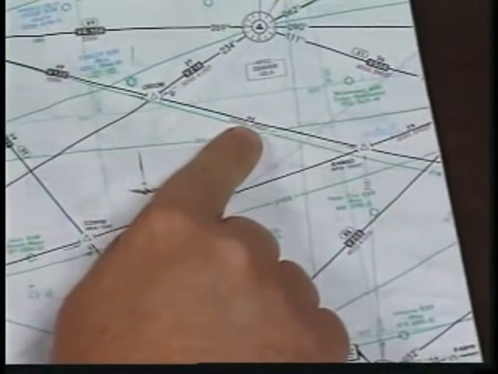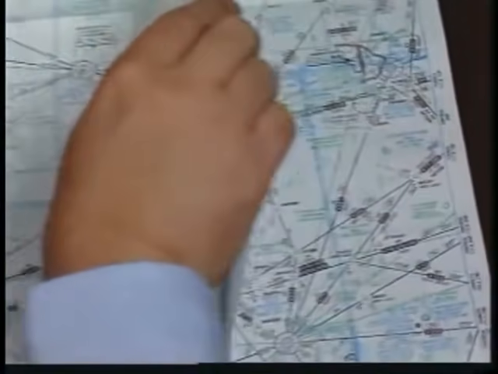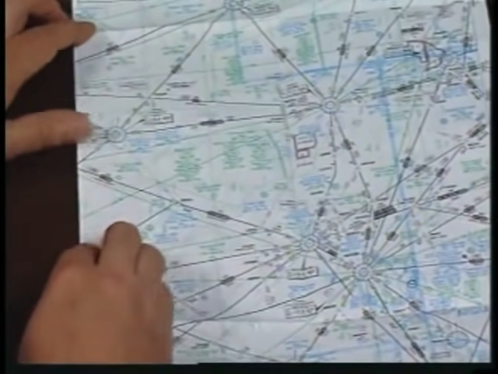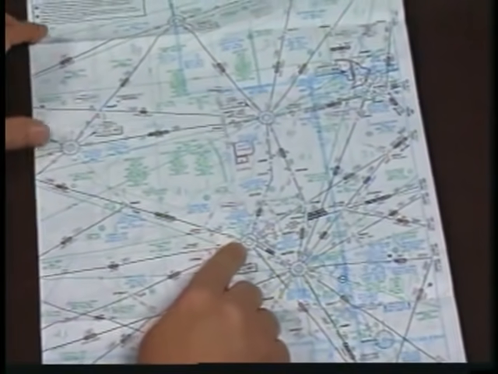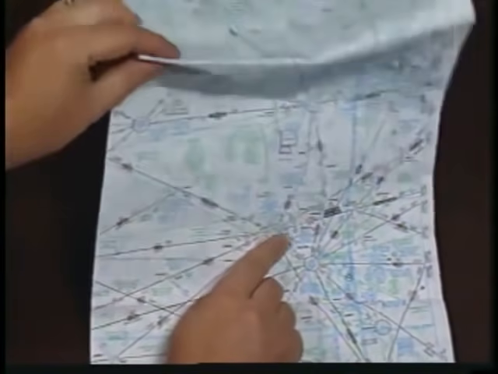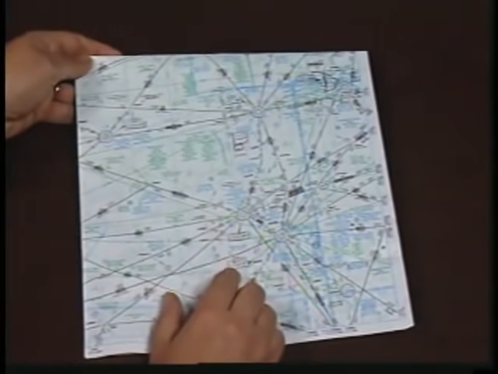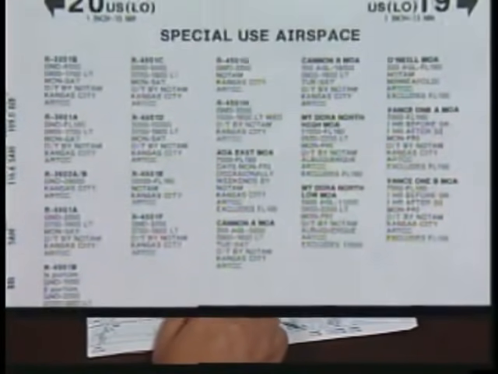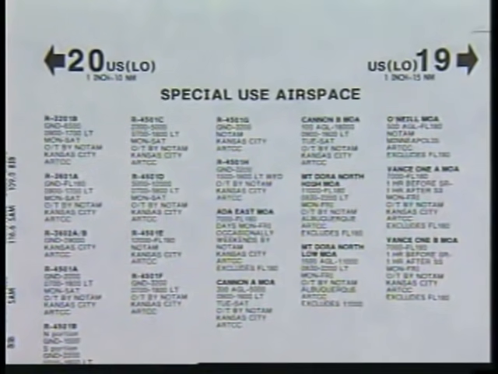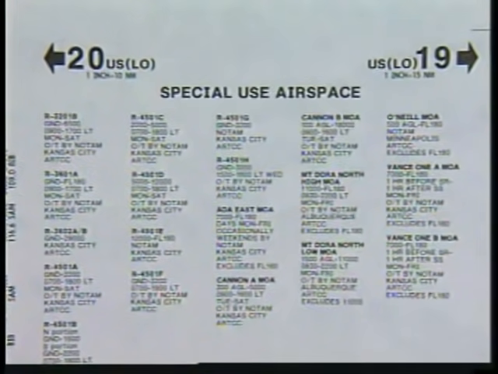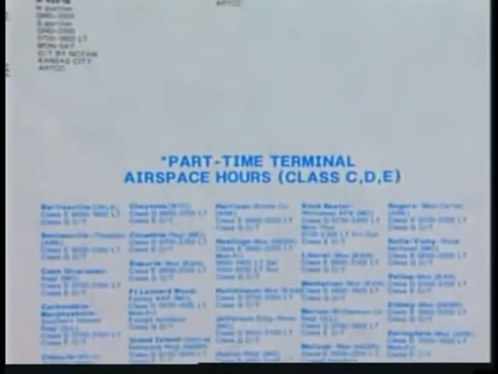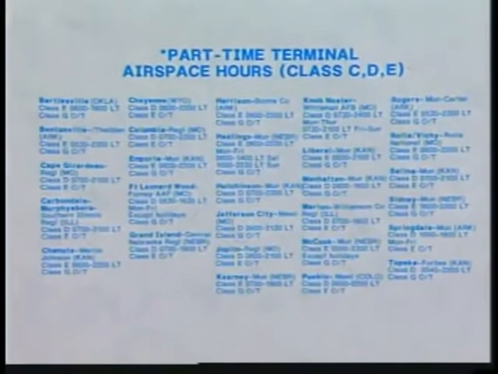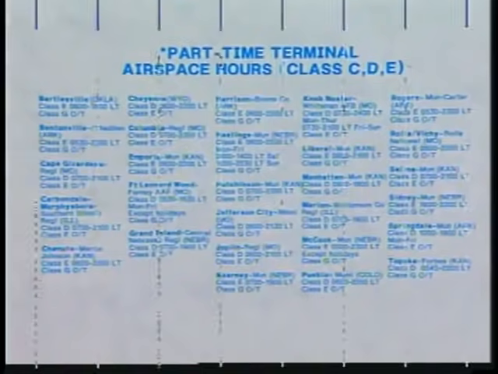The en route charts are designed so you can follow your flight's progress by turning the panels like the pages of a book. This convenient feature helps in cockpit management since it is seldom necessary to completely unfold a chart. Generally, the back panel also contains a listing of special use airspace and, if applicable, part-time terminal airspace hours. These will be discussed later in this program.